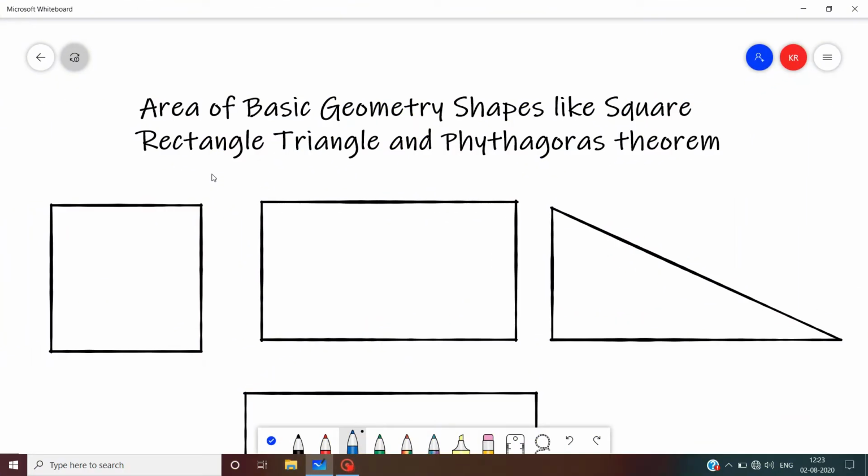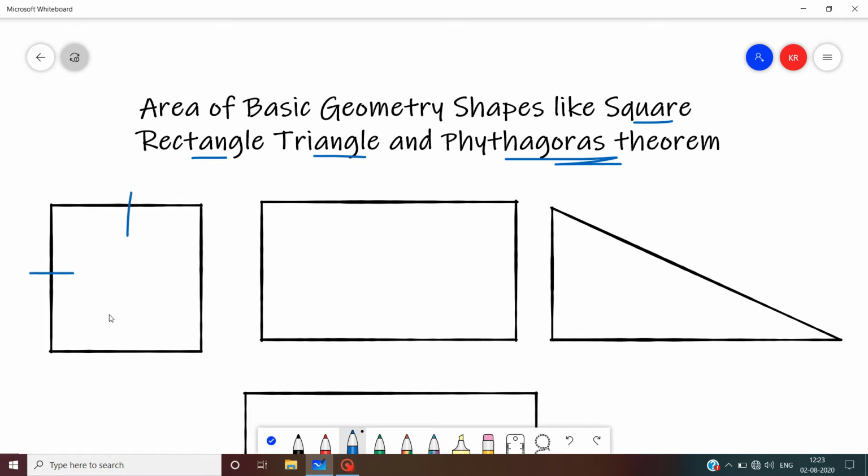With projects. I'm here to discuss mathematical concepts like the derivation of areas of basic geometric shapes, such as square, rectangle, triangle. And at the end of this session, I'm going to discuss the derivation of the Pythagoras theorem. Okay, let's go into the definitions.